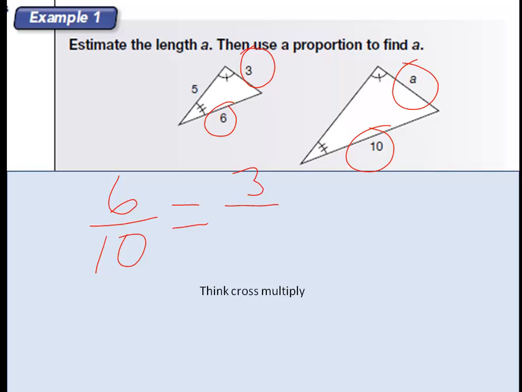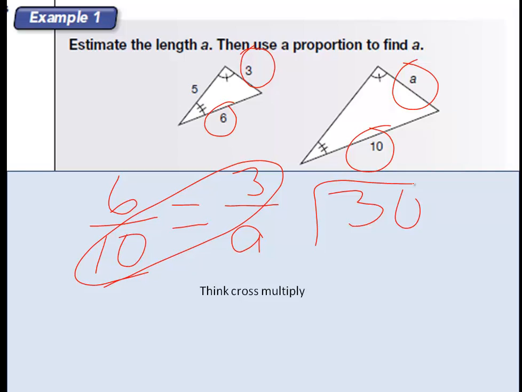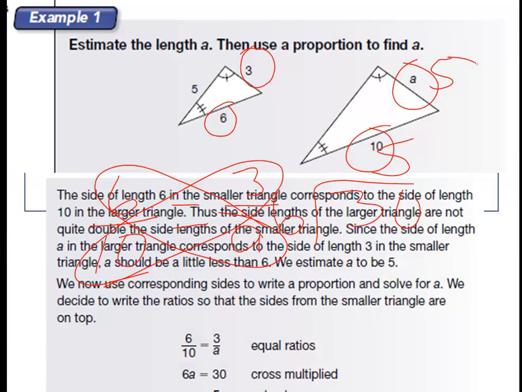With A. Now we're just going to cross multiply. That equals 30. And we're going to divide it by our 6, because we got to isolate our A. Because it's being multiplied, we're going to divide by 6 to get rid of it. So we know that A is going to equal 5. All right, get the idea? Not too bad. I think you can do this.